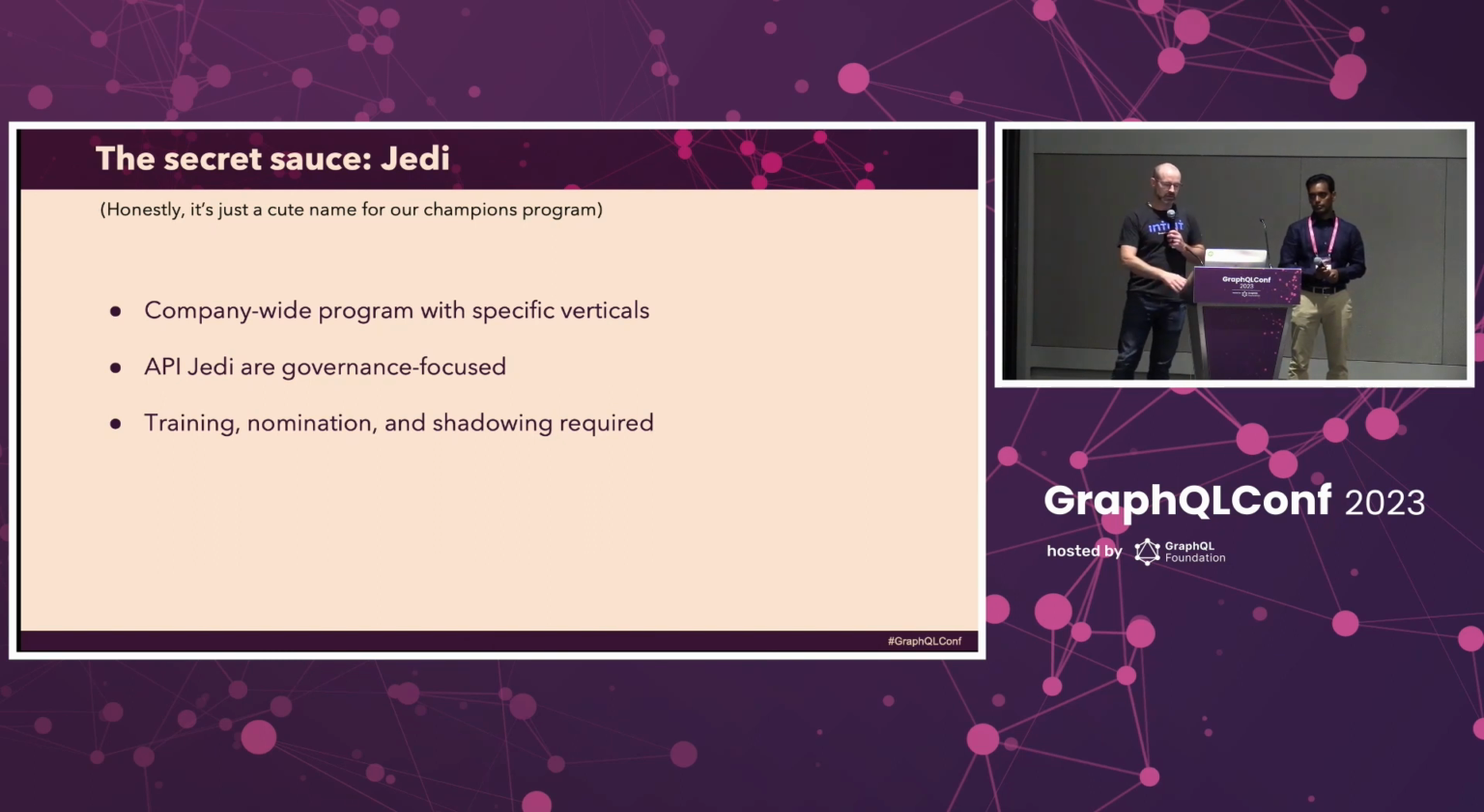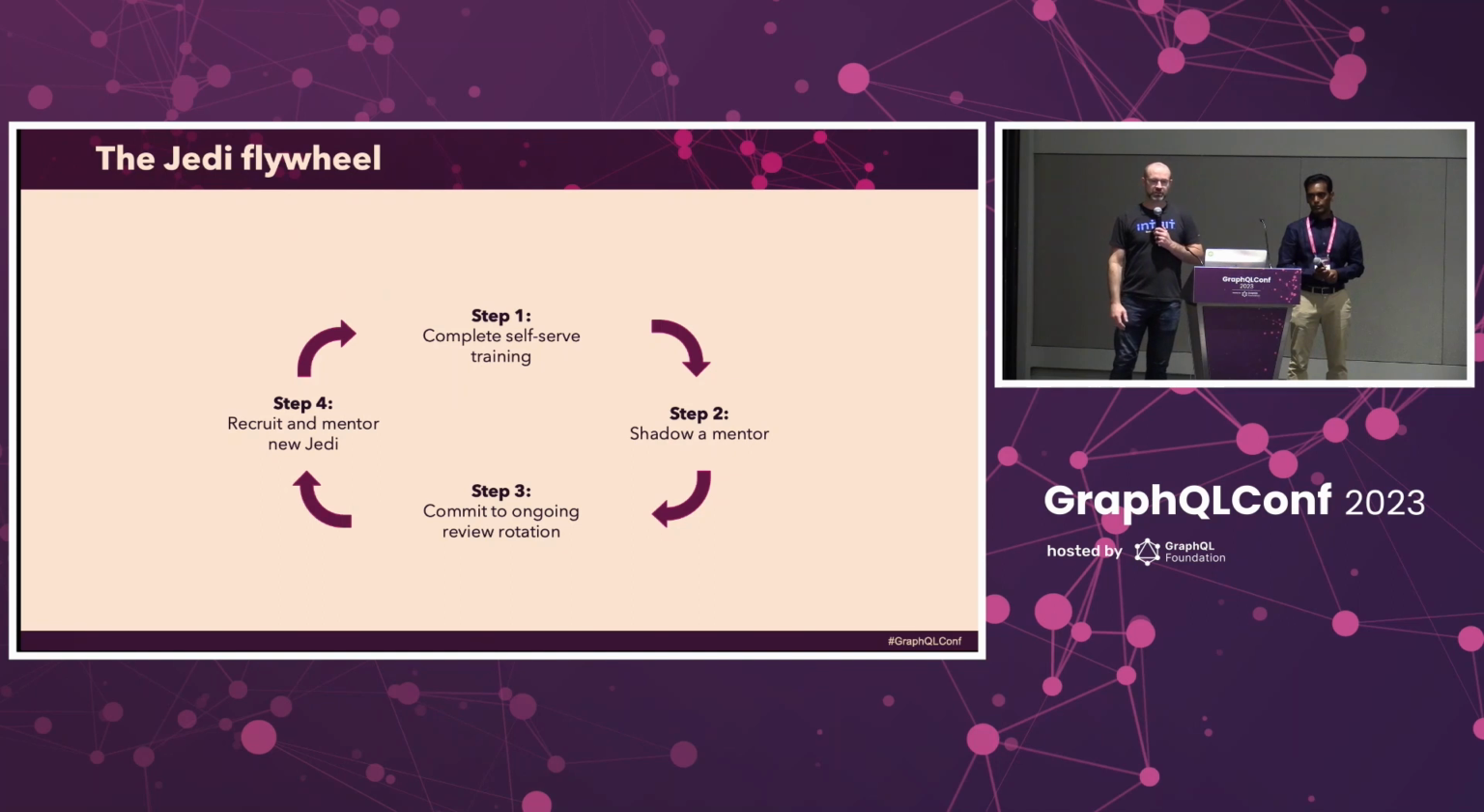This is our Jedi flywheel. People can complete some kind of self-serve training, they shadow a mentor, they commit to some kind of responsibility. In ours, it's a rotating review rotation where they come in, and when people want to introduce a new schema, they have to get sign-off from their domain expert, their API Jedi, and one other person. And you help grow that program.